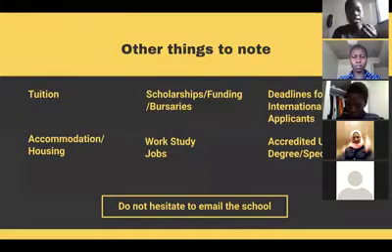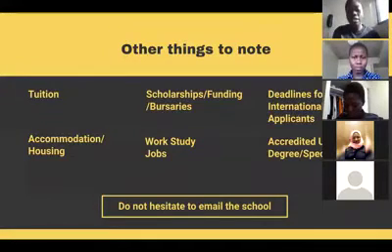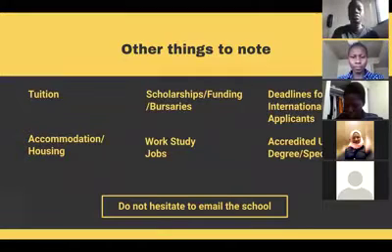Then the next thing is accommodation and housing. Some of us abroad don't have family members that we can stay with. So accommodation and housing is very important. Every university has this on their page because they know international students are coming to their school. So you have to go on the university's website and search for accommodation and housing.